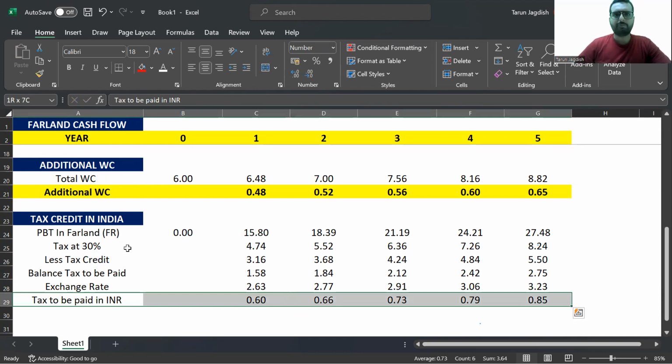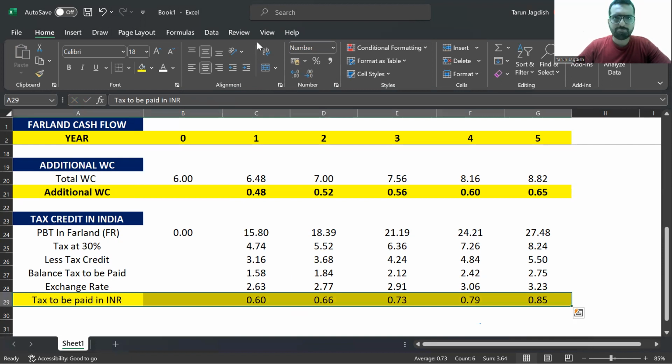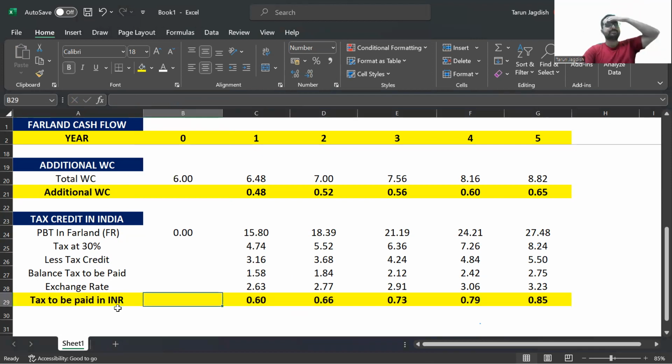I'll give you a minute's time, friends. Scribble down and absorb this data now. Beautiful question, friends. Please pray to God this doesn't come in the exam. Pray to all gods possible.